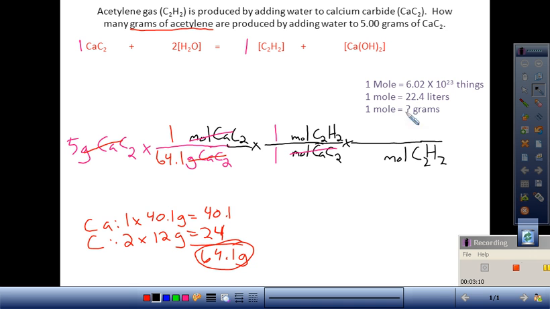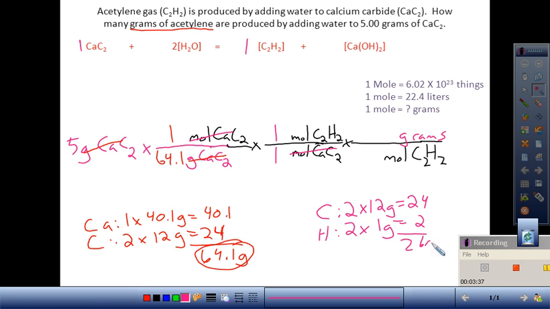And from moles, I can go to grams. So I go to my periodic table. I have 2 carbons. I have 2 hydrogens. I look up carbon on the periodic table. I look up hydrogen on the periodic table. And I add that together. So my molar mass is 26 grams per mole. 26 grams from here, and it's always 1 mole.